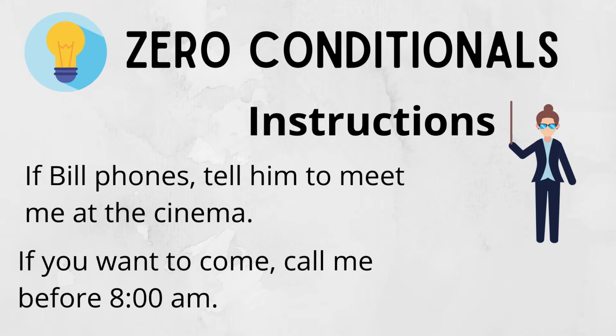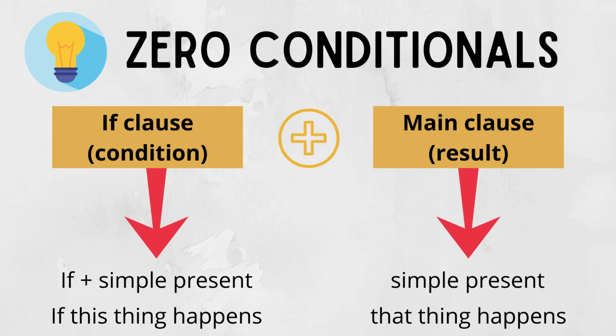So how do we form the zero conditional tense in English? Remember that conditional sentences have two parts, right? If clause and main clause. The most important thing that you have to remember is the tense of the verbs we use. Sa zero conditional sentences, we use two present simple verbs. Parehong simple present sa if clause at sa main clause.